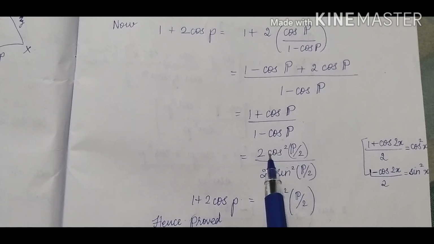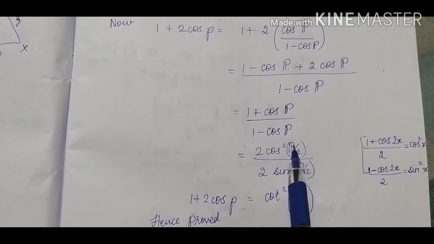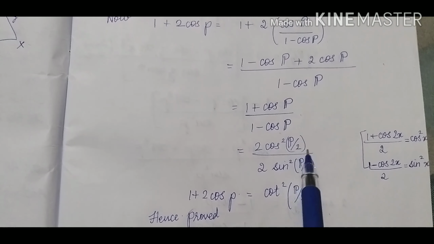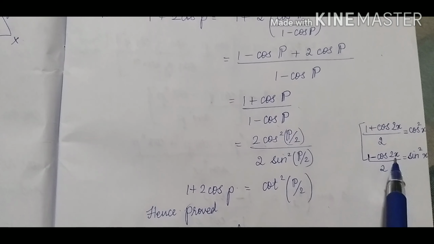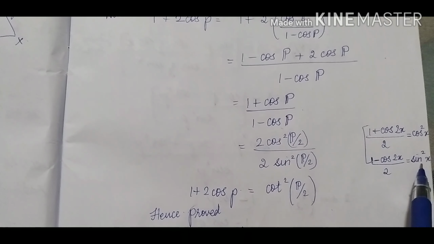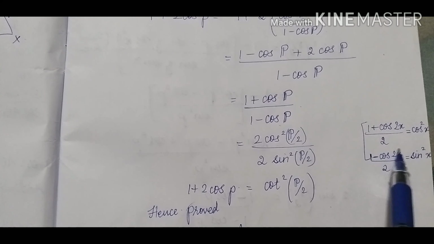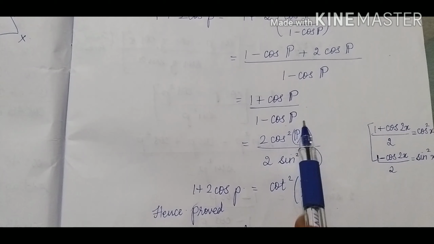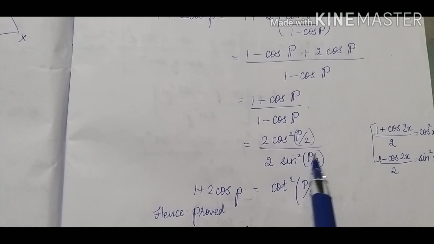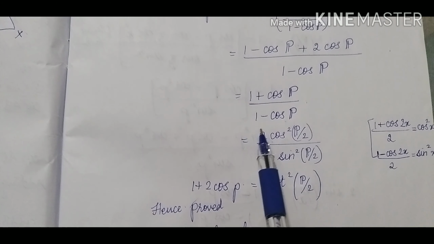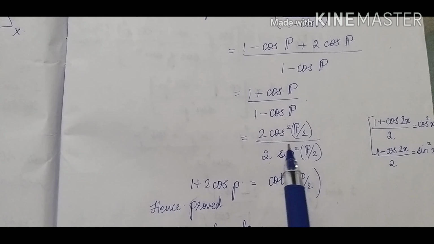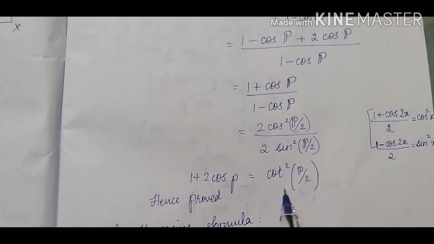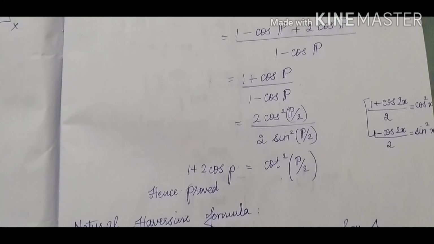So I am replacing it by 2 into cos square P by 2. Since I have P here, I am replacing it with half of that term, P by 2. Similarly, 1 minus cos 2x equals 2 into sin square x. If 2x is used here, only x is used in this right hand side. So I am replacing 1 minus cos P as 2 into sin square capital P by 2. This 2 will get cancelled, and this cos square P by 2 divided by sin square P by 2 is nothing but cot square P by 2. This is what we have to prove.